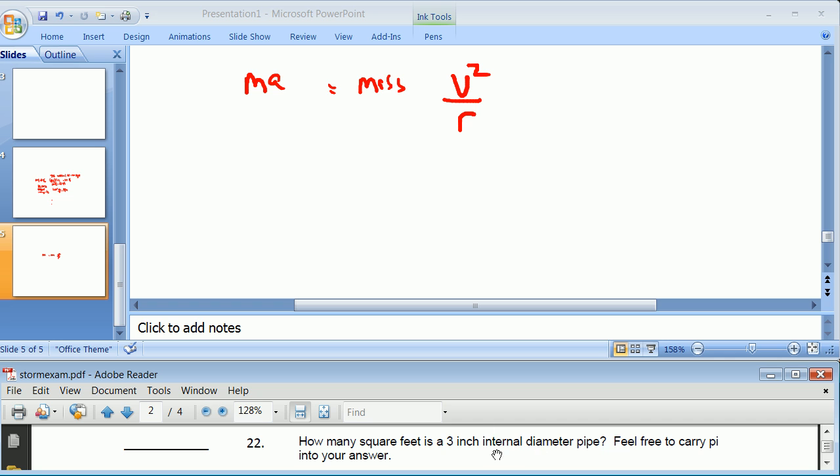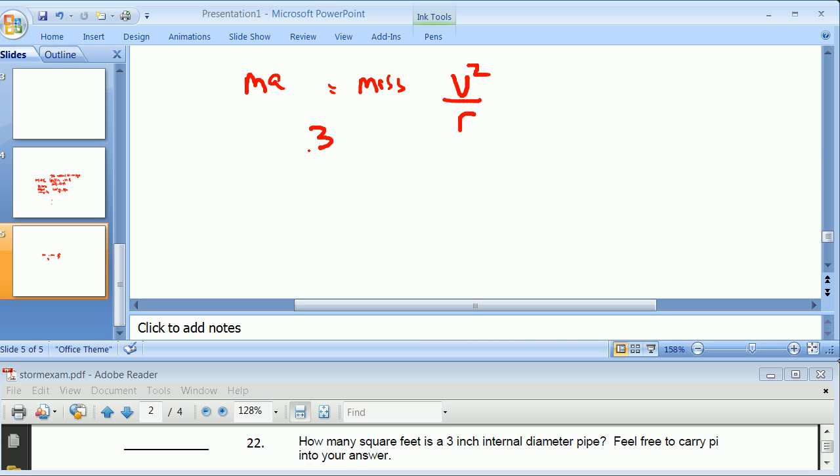22, a 3-inch internal diameter pipe compares to 24, 8 times pi over 64 square feet. You can calculate it out any other way you want, but that does work. You compare and square, the pi is always there. 3 is less than 24, so it goes in the bottom.